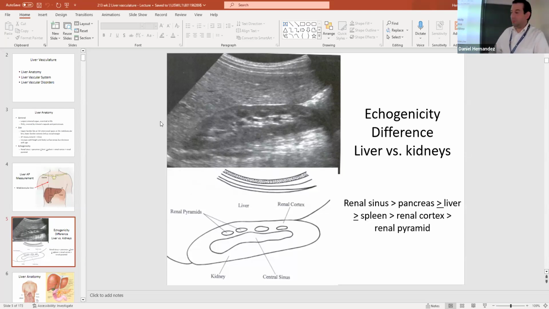So we use that right kidney and liver comparison. So normally these two should be very isoechoic, very similar. Kidney should be a little bit darker, but not significantly darker. That cortex of the kidney, so the outer portion, the outer part of the tissue of the kidney, in comparison to the liver.